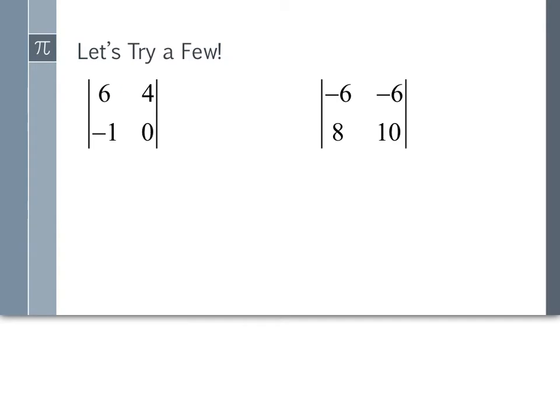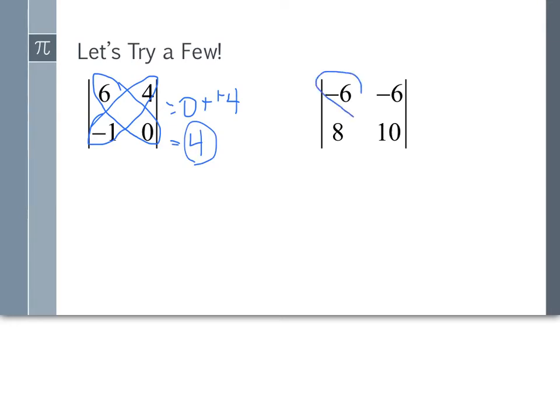All right, so here's a few more we can try. The first one, we'll cross multiply. 6 times 0 is 0. And then we do the right diagonal. Negative 1 times 4 is negative 4. 0 minus negative 4 becomes positive 4, so that's the determinant of that matrix.